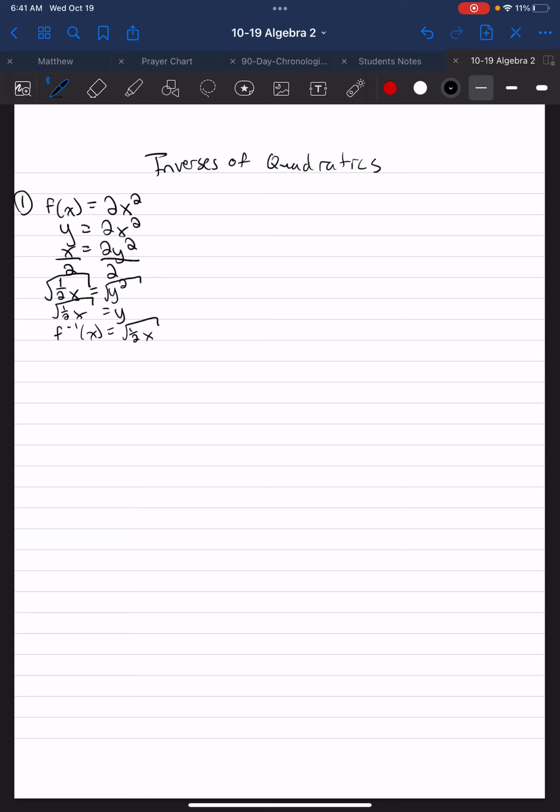So let me show you a little bit more complicated example. Just showing you multiple. If you feel like you get this pretty well, you can go ahead and skip this, but I'm wanting to offer up tons of examples here. So let's do a weird one.